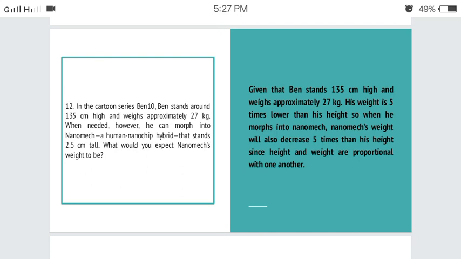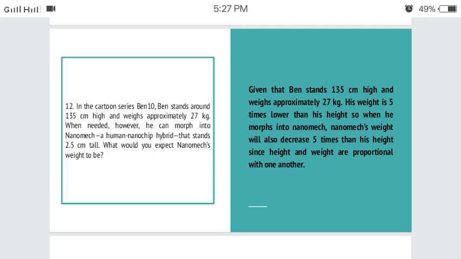Number 12. In the cartoon series Ben 10, Ben stands around 135 centimeters high and weighs approximately 27 kilograms. When needed, however, he can morph into Nanomech, a human-nanochip hybrid that stands 2.5 centimeters tall. How would you expect Nanomech's weight to be? What would you expect Nanomech's weight to be?